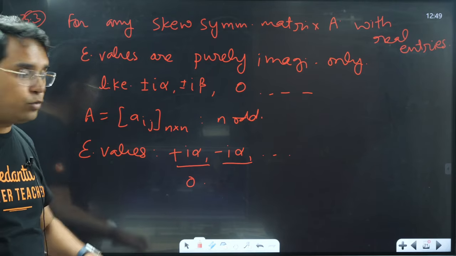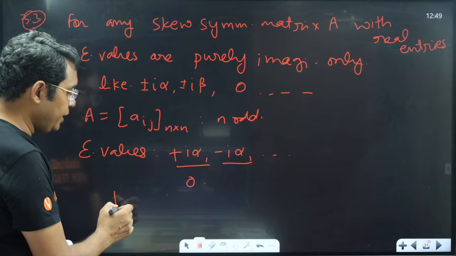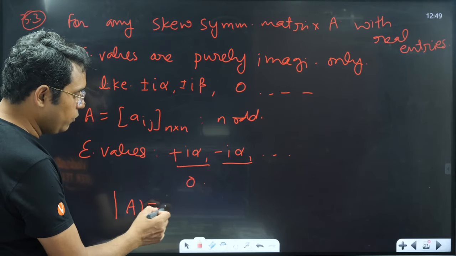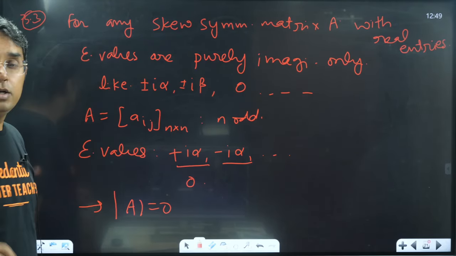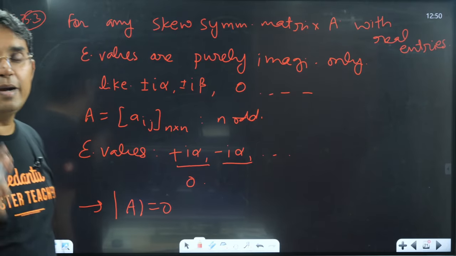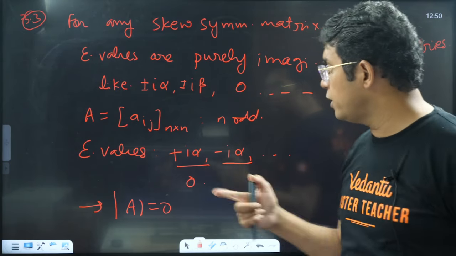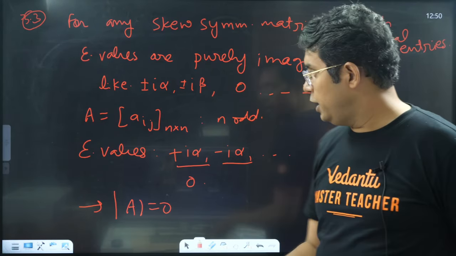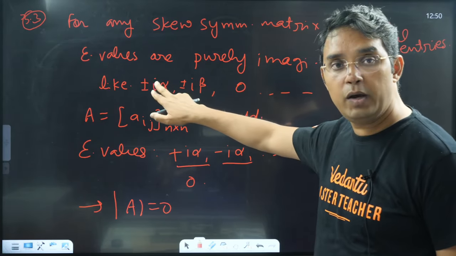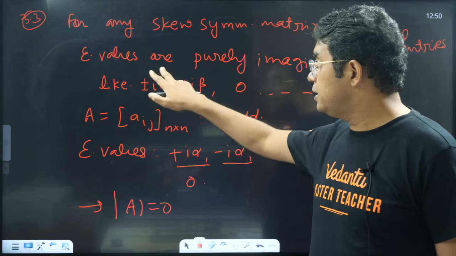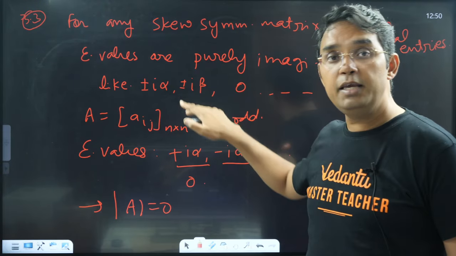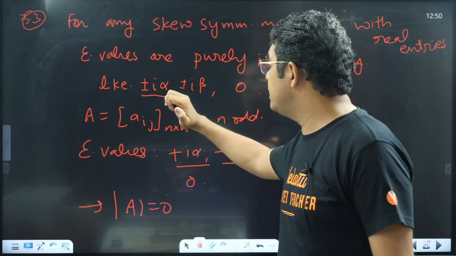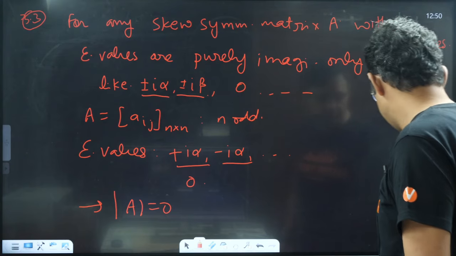And because one root has to be 0, if you remember, the determinant of A will be equal to 0 for an odd order skew symmetric matrix. In fact, for even order, it becomes a perfect square. So here you can see the determinant will be alpha square into beta square types of value if it is even order, and these are the eigenvalues. Okay.